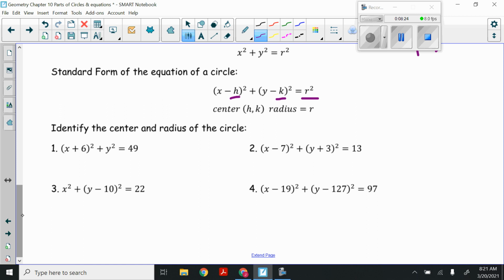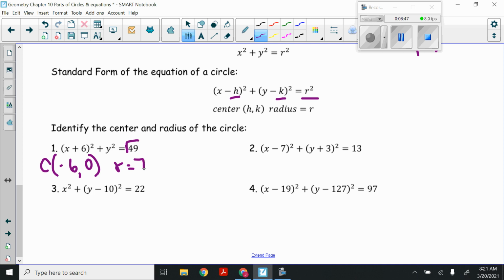So number 1 says x plus 6 quantity squared plus y squared equals 49. So my center, I have x plus 6. I take the opposite of that. That comes out as negative 6, comma. My y did not have any parentheses, so that's a 0. So my center is at negative 6, 0. My radius is the square root of 49, which is 7.